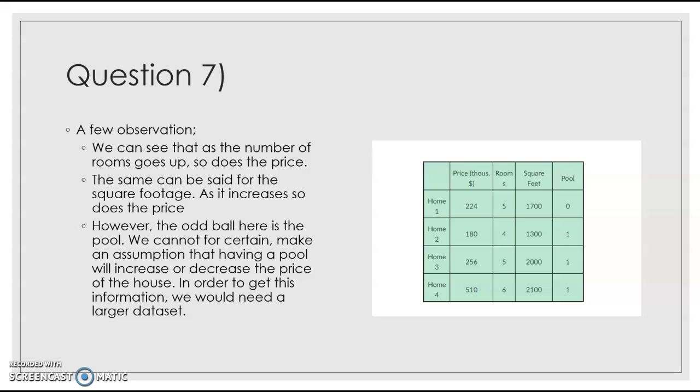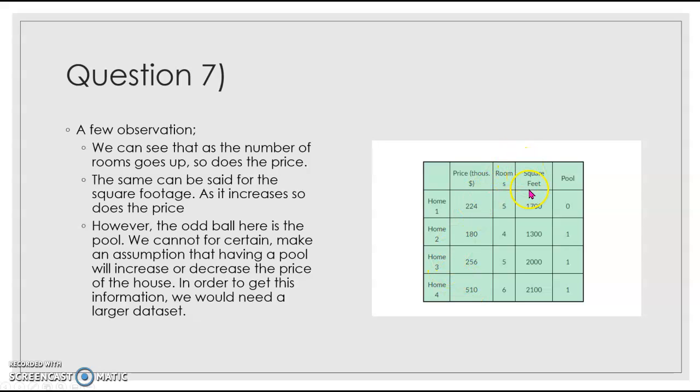So let's make some observations here. We see that the price of the home depends on 2 factors, really. It depends on the number of rooms and the square footage. The smallest number of rooms is 4, which elicits the smallest price of $180,000. And then as the number of rooms goes up, the price goes up too. So 6 rooms elicits a price of $510,000. So there's a correlation there. As the number of rooms goes up, so does the price.